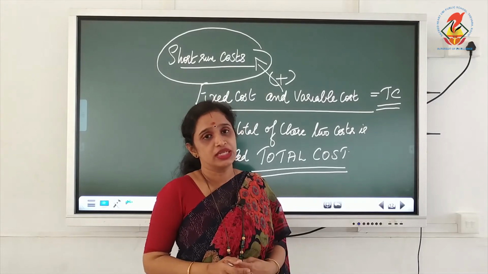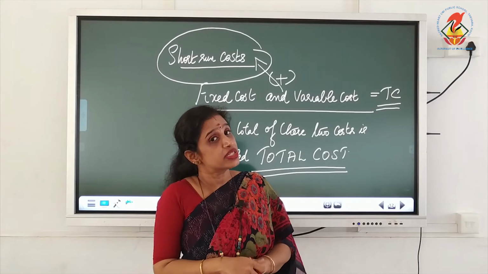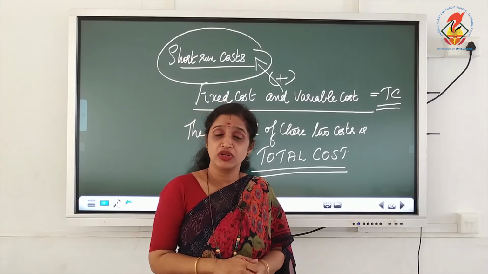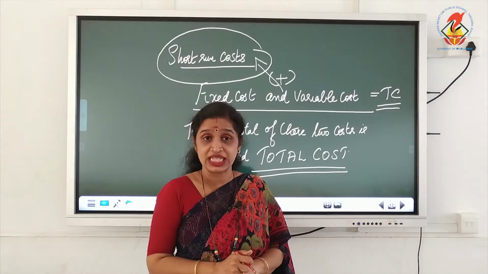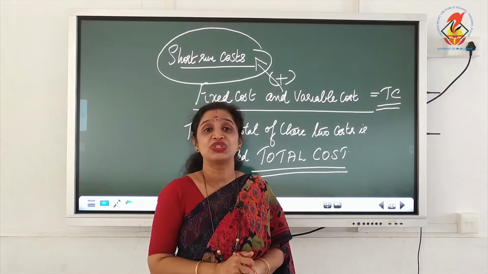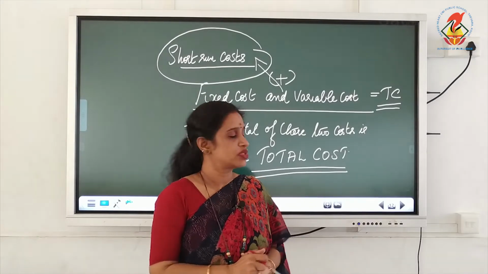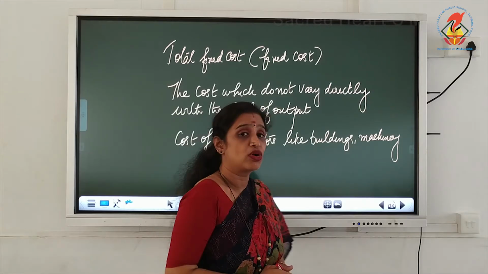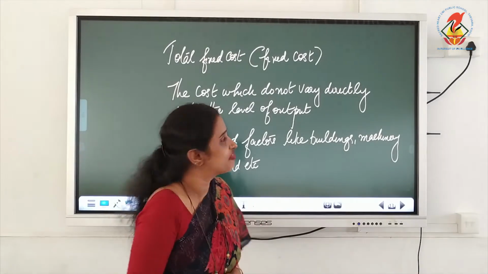Now we have to discuss in detail what is total fixed cost and what is total variable cost, and by adding the total fixed cost and the total variable cost, we will get the total cost. What is the relationship between total fixed cost, total variable cost and total cost? Now let us see that. What is meant by total fixed cost? By the time you will be able to define the total fixed cost.